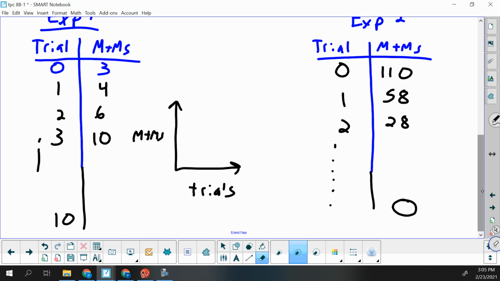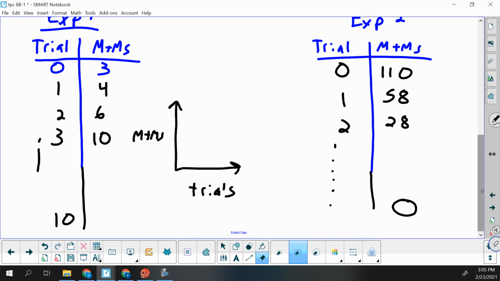So to review your task for this period, use your M&Ms, get 2 cups. You have a dumping cup, you have a spare cup. In experiment 1, start with 3 M&Ms in a cup, dump them out. However many M's come up, you'll add that many for the next dumping and put that number in your table. So we added 1, so we had 4. Then we added 2, so we had 6. We added 4, so we had 10, and so on. You're going till you have 10 trials or you run out of M&Ms.